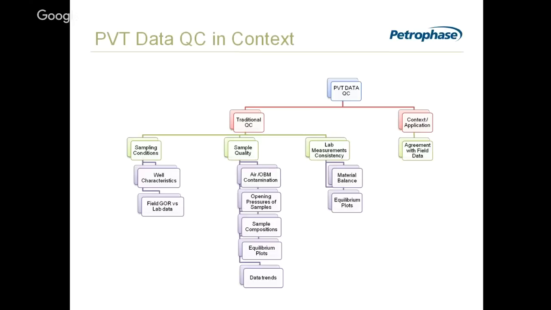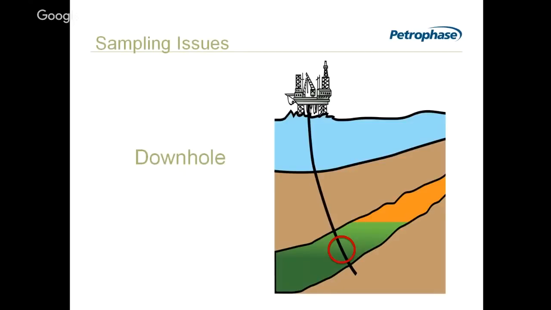We need to add this overarching stage. We need to look at the PVT data quality checks in the context of how they were sampled, in the context of the well test. We have to ask ourselves, do the data make sense in the context? And I shall show you an interesting example applying this. Sampling issues. So even when we've sorted what we've just talked about, there are still issues. Some of them are downhole and some of them are surface. We'll look at downhole problems first.